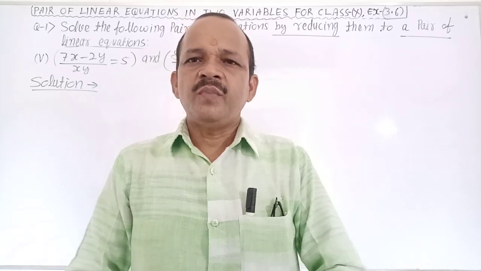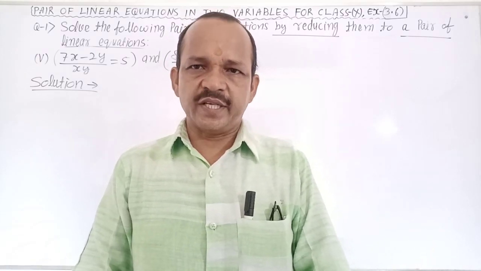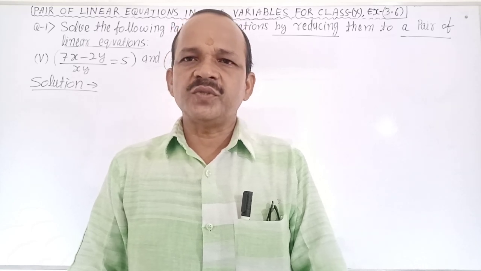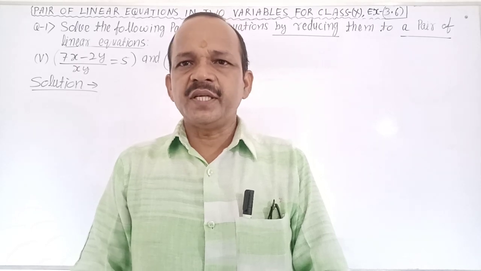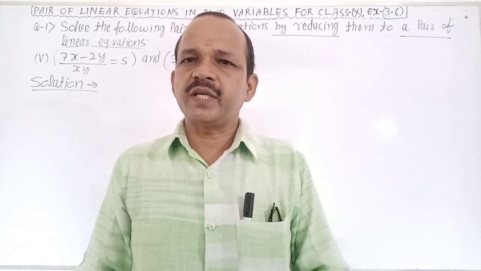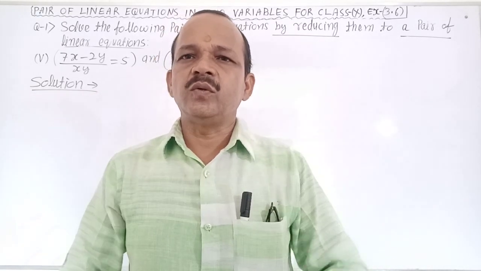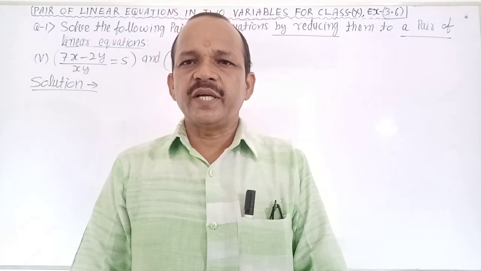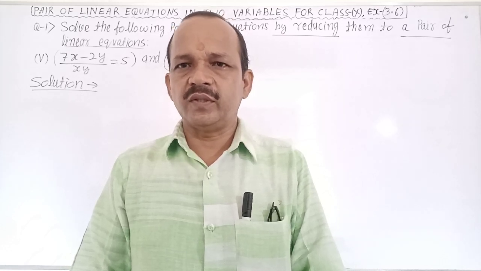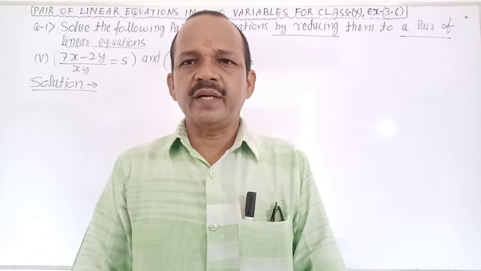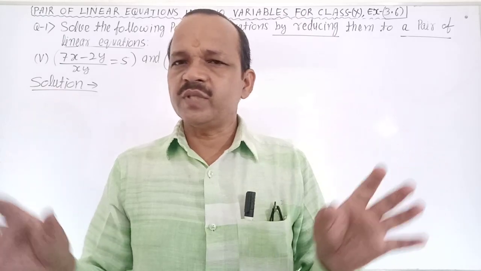Very good. Firstly, I want to describe the form of a pair of linear equations in two variables, because you can ask me what is the form of a pair of linear equations in two variables. It is new for you, so you can ask questions very easily. Very good. a1x plus b1y plus c1 equal to 0 and a2x plus b2y plus c2 equal to 0. It is the form of a pair of linear equations in two variables.